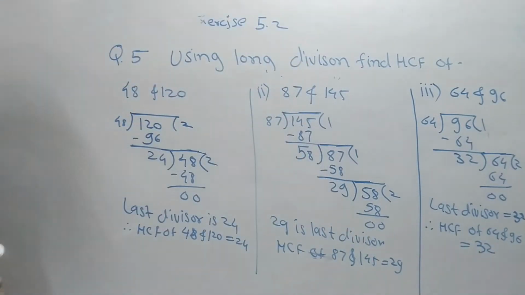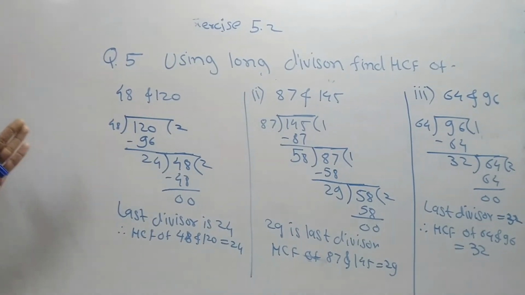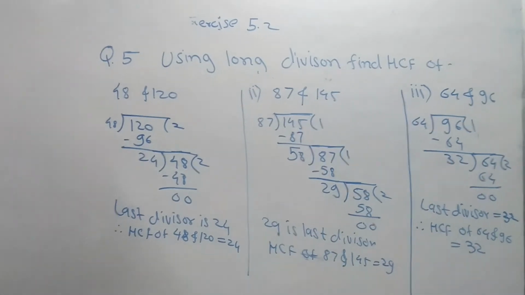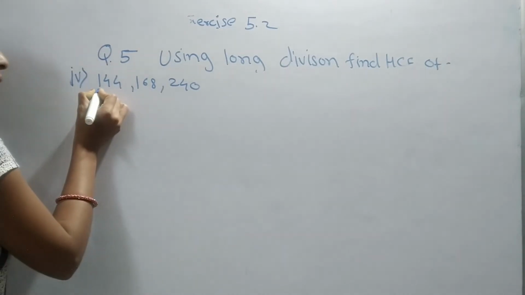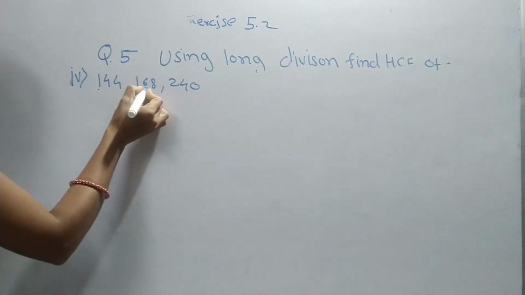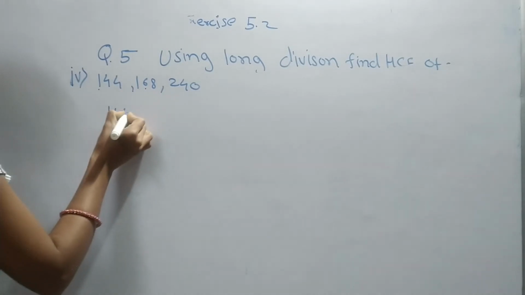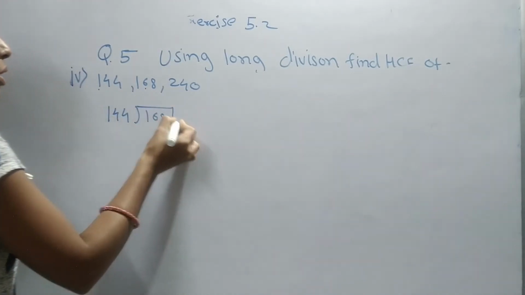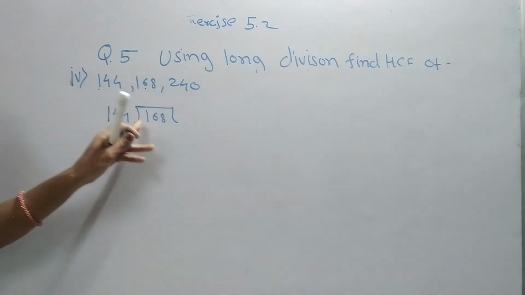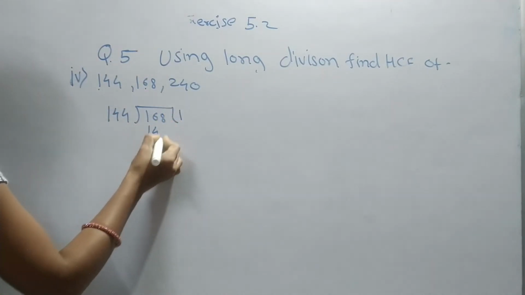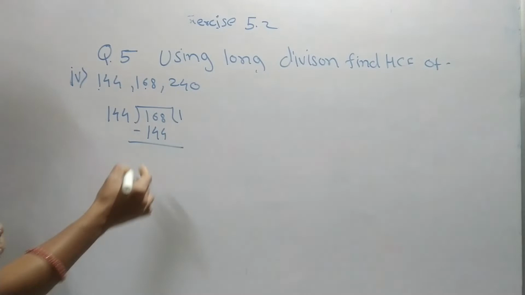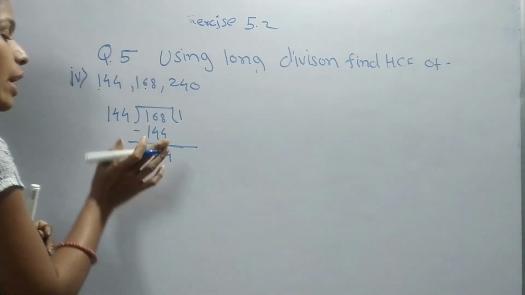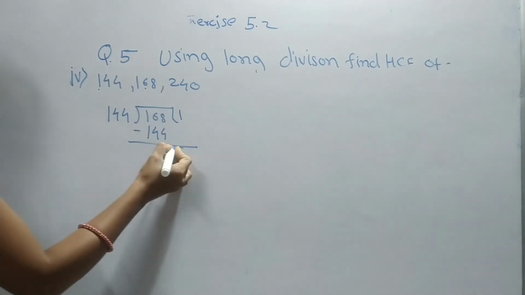Okay. Now, let's go towards the fourth example. That is finding the HCF of three numbers by using the long division method. The three numbers are 144, 168 and 240. What do we have to do? We will consider the first two numbers. We will divide 168 by 144 because 144 is smaller than 168. Now 144 twos will be greater than 168. So 144 ones are 144. Now subtract 144 from 168. What result will you get? You will get 24. And now by this remainder you have to divide the previous divisor.